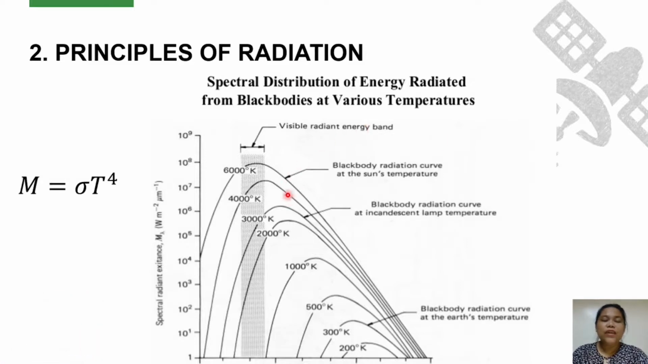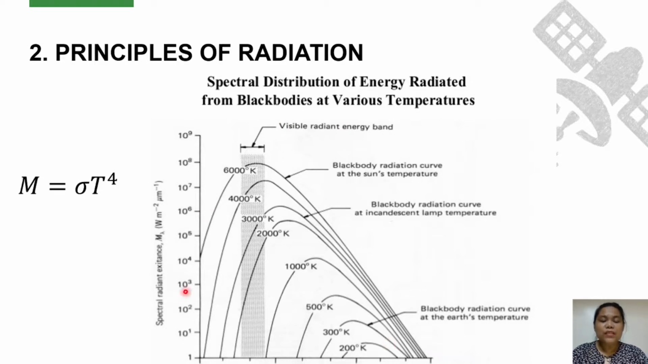This figure illustrates the Stefan-Boltzmann law, or the spectral distribution of energy radiated from black bodies at various temperatures. So what is a black body? A black body is basically any object that has a temperature above 0 Kelvin. In other words, black bodies are objects that have a temperature above 0 Kelvin.